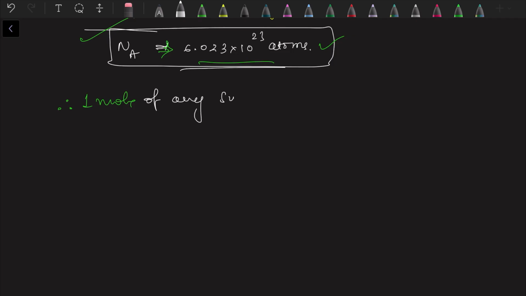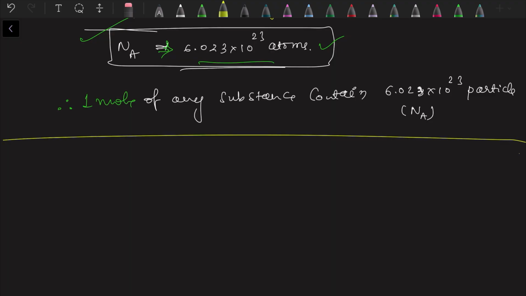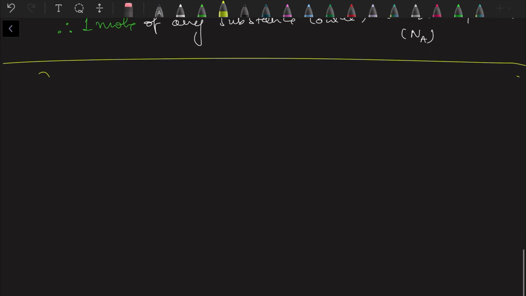any substance contains Avogadro number, nothing but 6.023 into 10 to the power 23 particles. This is what we mention. Avogadro number is denoted by capital N and small a. This is about the Avogadro number and the mole concept definition. Based on this, we have n number of questions on this topic. So we will discuss one by one.